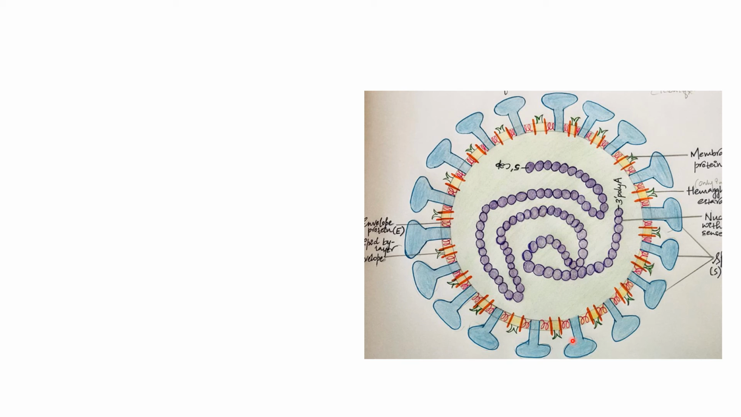And this coronavirus belongs to subgroup B, whereas these green colored kind of things are found only in beta coronavirus subgroup A. They are known as hemagglutinin esterase and they help in attachment and detachment from the host cells.